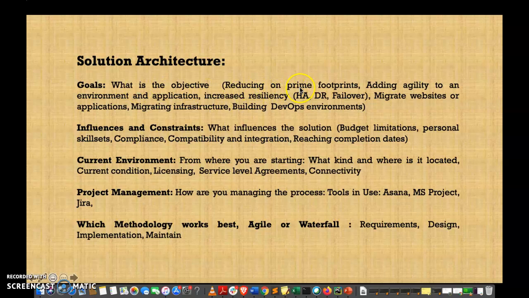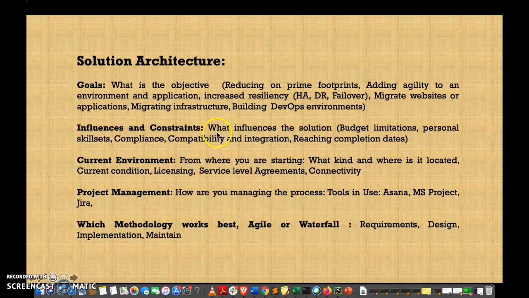There can be, like, you intend to reduce the footprints of your existing environment, then adding agility to an environment and applications, and then increased resiliency, that can be like high availability, disaster recovery, failover, load balancing stuff. Then migrating websites and applications to the cloud or other data centers, migrating infrastructure completely or partially to other infrastructures, building DevOps environments, etc.